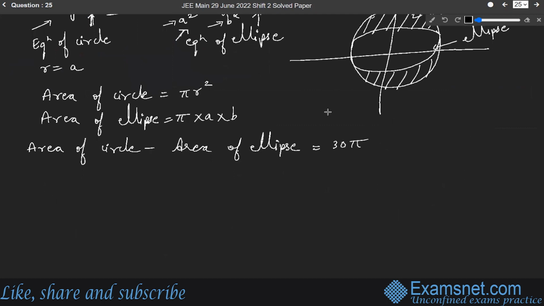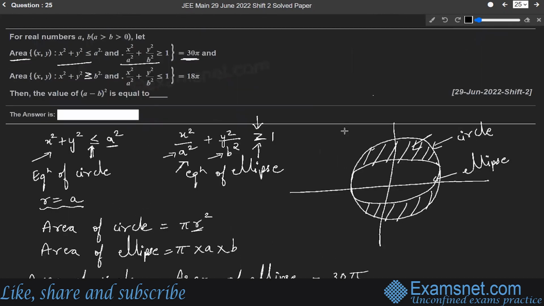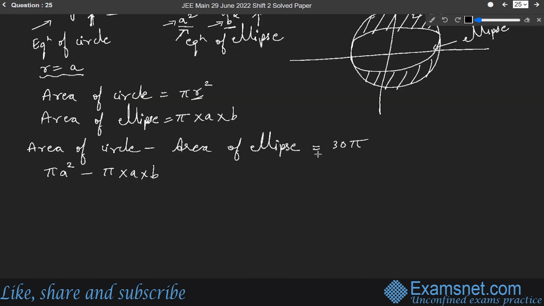Now let us substitute the values. What is the area of the circle? Pi r square. R is the radius. In this case, we have radius equal to a. So we have pi into a square minus the area of the ellipse. Area of ellipse is pi into a into b. You can see that in the equation of the ellipse, the semi-major axis and semi-minor axis are a and b. This is equal to 30 pi.